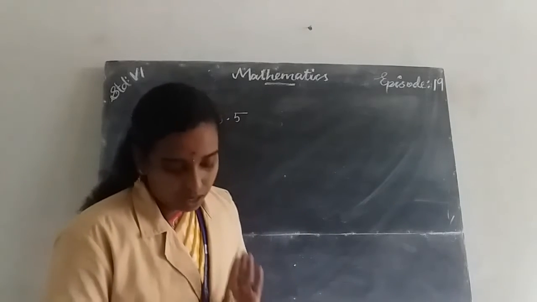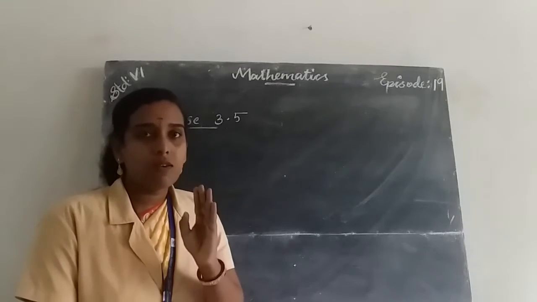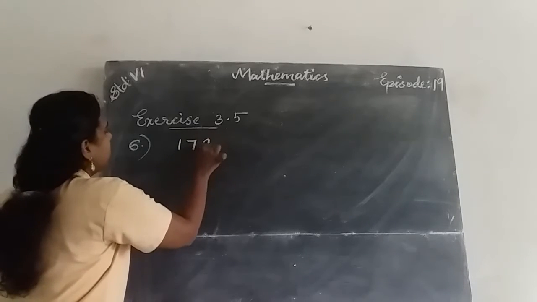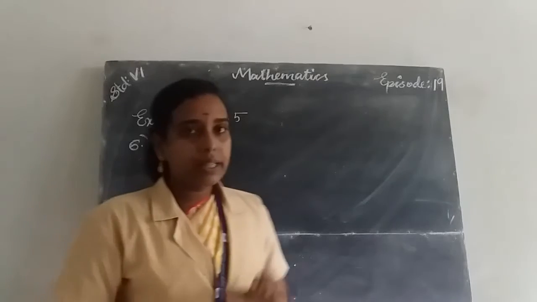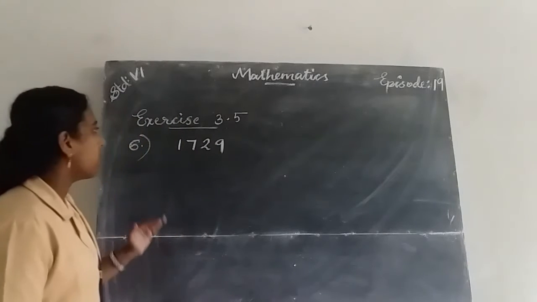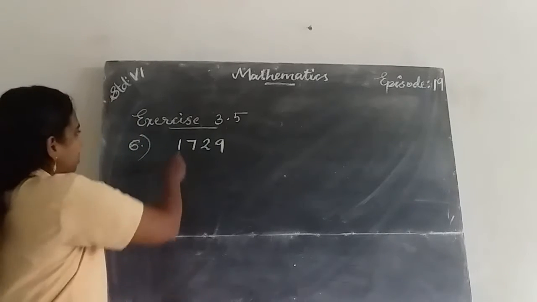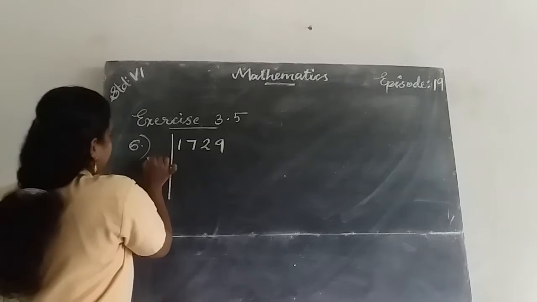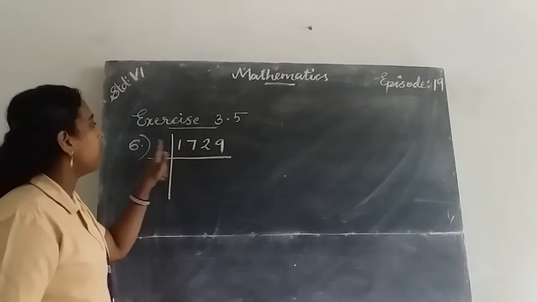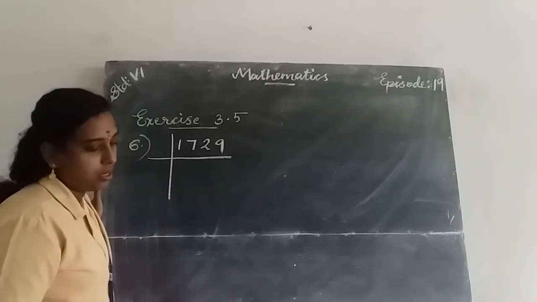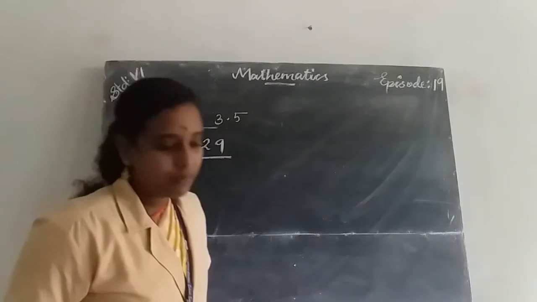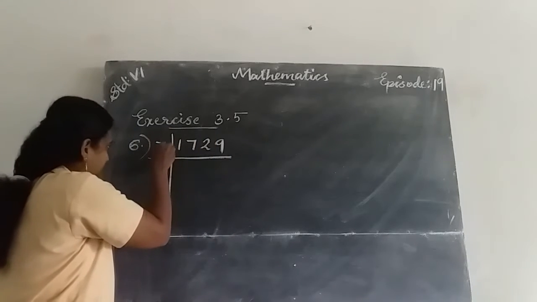So first we want to find the prime factors of 1729. So the given number is 1729 and we want to find the prime factors of this number. We find the prime factors by the prime division method. First we divide the number by the least prime number. The least prime number that divides 1729 is 7. So we take 7 as a prime factor of this number.